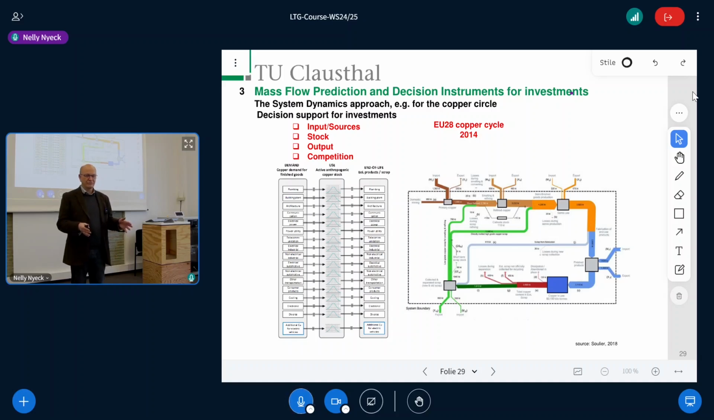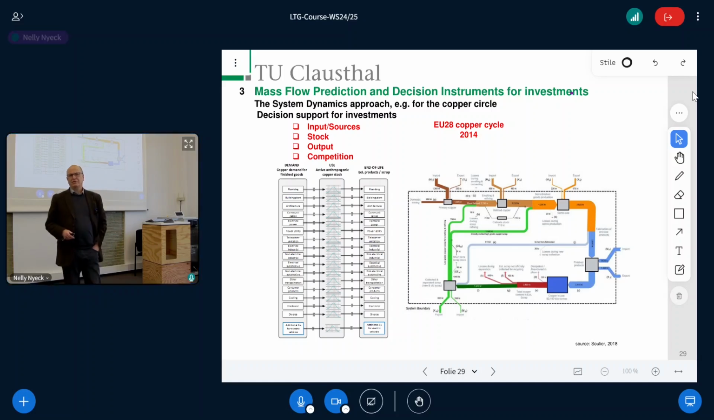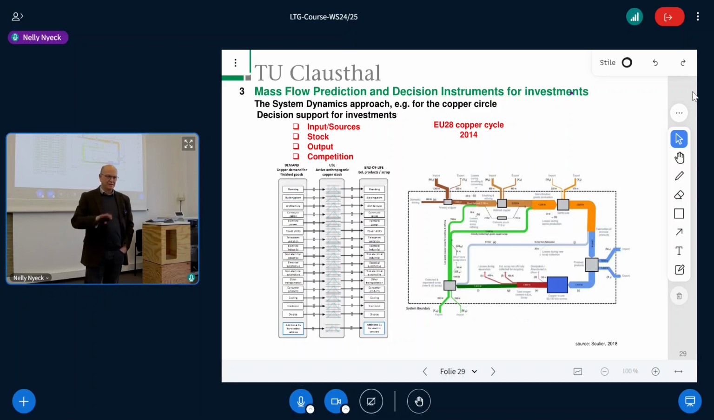For example, I have copper that I take to produce a smartphone. How long does a smartphone live? 18 months, okay. I have a certain amount of copper that is used for television set. How long does it live? Let's say 10 years. We have copper that is used in wires, for example. Hopefully they last for 100 years, something like that. And that's what we call stock and flow analysis.